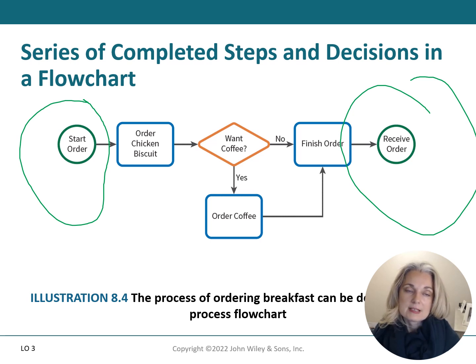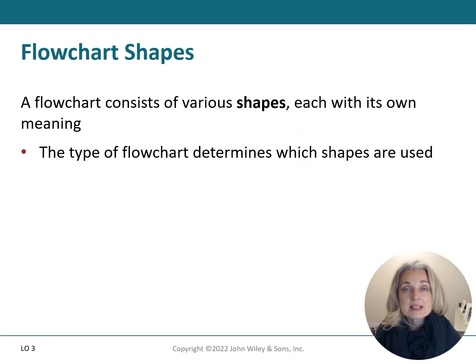So you will see there's various symbols in the chart, and we are going to learn those and we are going to use them in the next few classes. As we saw in the last slide, a flowchart consists of various shapes, each with its own meaning. The type of flowchart determines which types of shapes are going to be used.